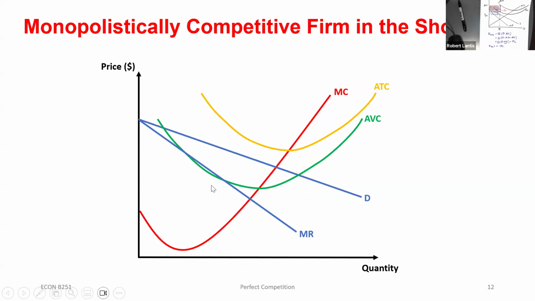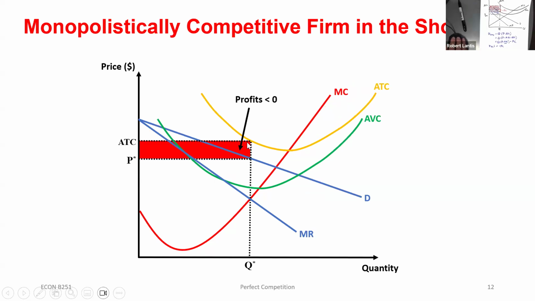So I'm now thinking about, okay, where is the profit maximizing quantity? It's where marginal revenue is equal to marginal cost. So that's going to be right here. I then go up to the demand curve to set that price. Now notice here, price is still below my average total cost. So my profits, the difference between price and average total cost times the quantity I'm producing, will still be negative.